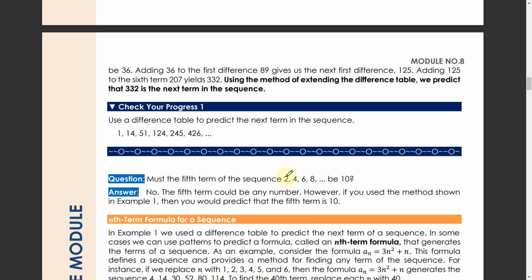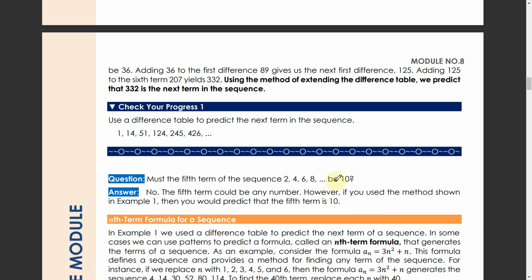So if you observe natong 2, 4, 6, 8, this is multiplication by 2, no? So atong ma-predict diri nga ang sunod niya sa ani nga sequence kay 10. But the answer here is no. So the fifth term could be any number. However, if you use the method shown in the previous example, then we would predict that the fifth term is 10. No? So kung magamit atong difference table, atong answer kay 10.